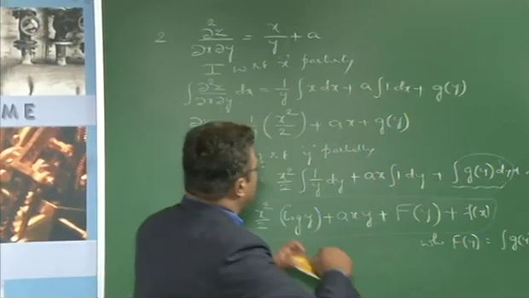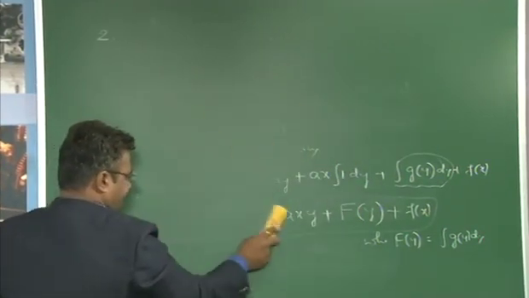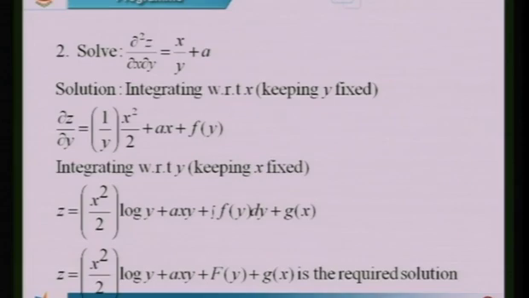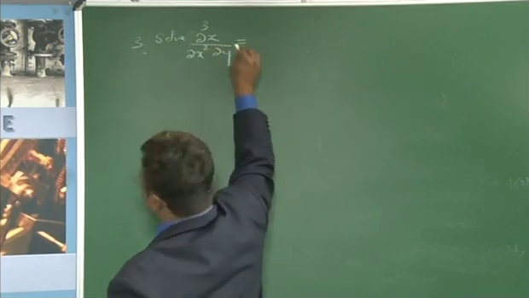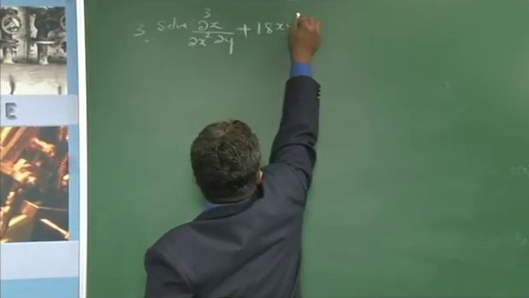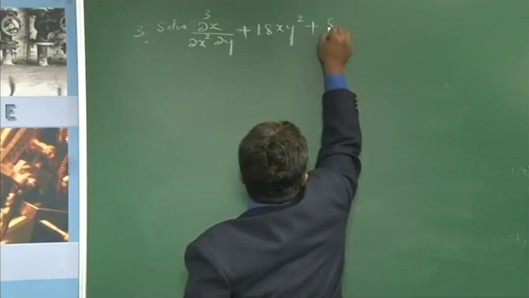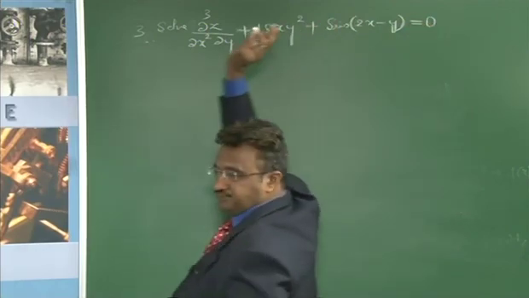Then I move on to the next problem. It's a third order problem you are going to solve now. ∂³z/∂x²∂y should be equal to 18xy² plus sin(2x − y) equal to 0. So this is the problem given.